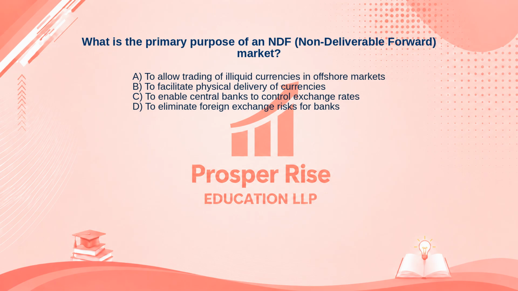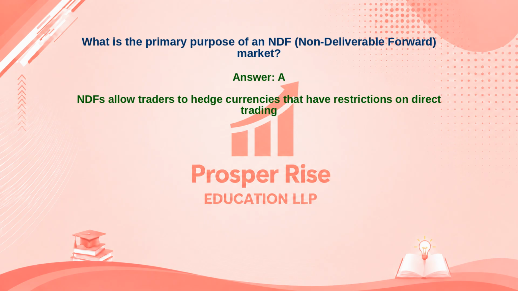Take a moment to pause the video and decide. The correct answer is option A. Let's see why. NDFs allow traders to hedge currencies that have restrictions on direct trading.